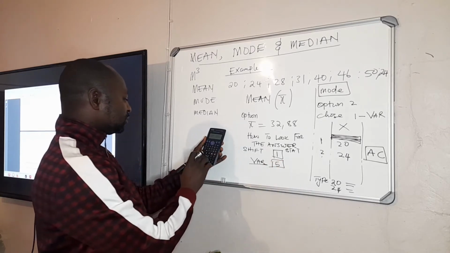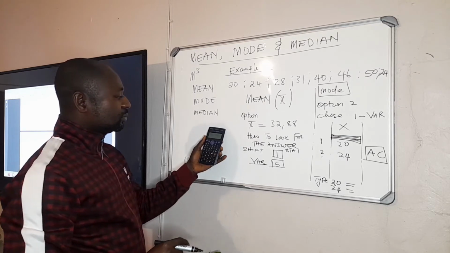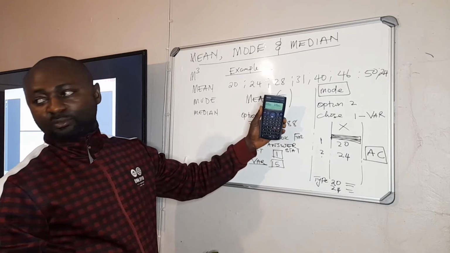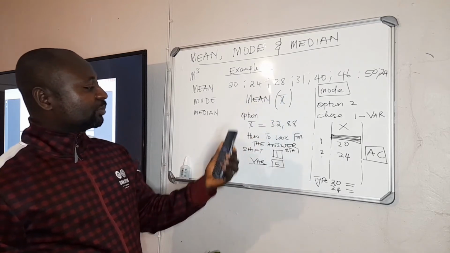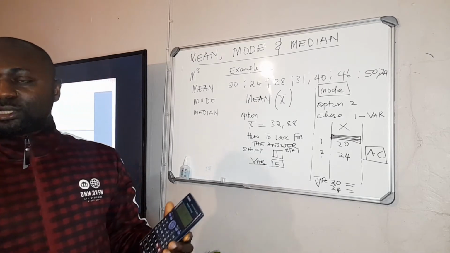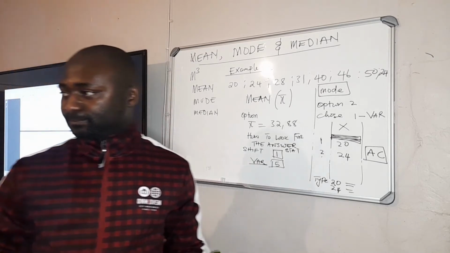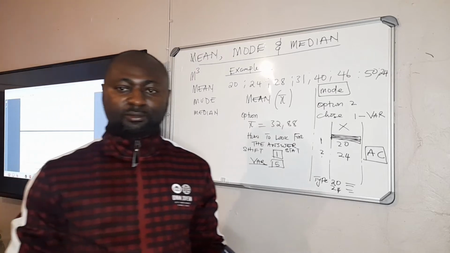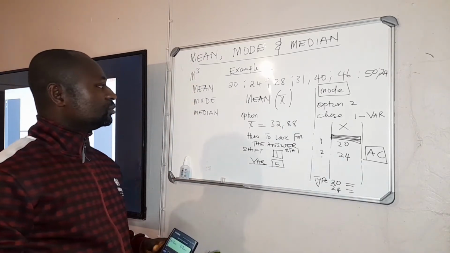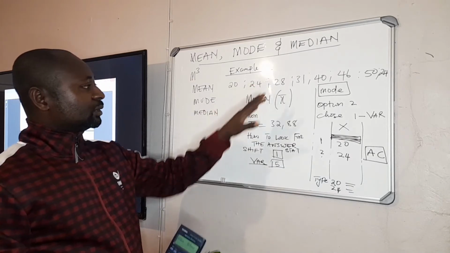Then when you choose option number 5, it will tell you what you are looking for. You are looking for mean, which is X bar. The symbol for mean is X bar. So when you press it, then you press equals, and then you write your answer and leave it in 2 decimal places. So I believe and I hope you'll be able to do it when it comes to exams. So that is how we calculate mean.